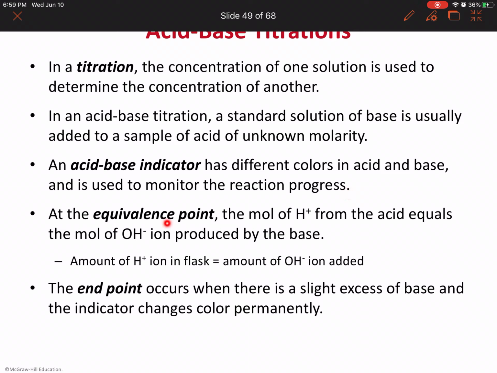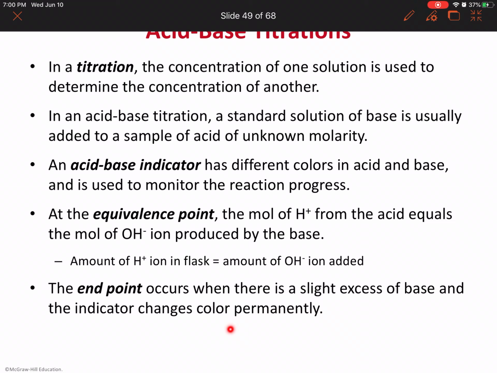At the equivalence point, the number of moles of hydrogen ions equals the number of moles of hydroxide ions. That's what happens at the equivalence point. The moles of H+ from the acid equal the moles of hydroxide ion produced by the base. The amount of H+ ion in the flask equals the amount of hydroxide ions added. The end point occurs when there is a slight excess of base and the indicator changes color permanently.